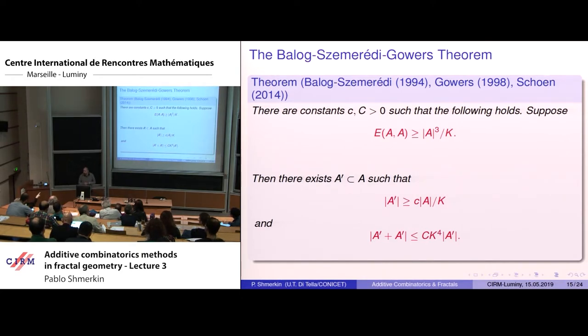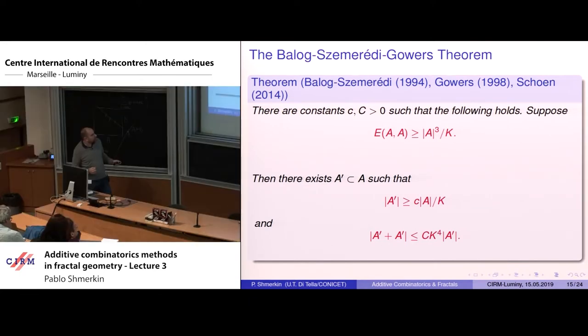Little c and big C don't depend on K. They are universal constants which are completely explicit. They are 2 to the 10 or something like this. They are not even that large. Right, so we have a set which has large additive energy in the sense that it is within a factor K of the maximum possible additive energy. So there is a subset which is very large. It has density 1 over K up to a universal constant. And the sumset of this subset is very small. Well, here there is a power of 4, but it is polynomial. So unlike Freiman's theorem, it is polynomial.